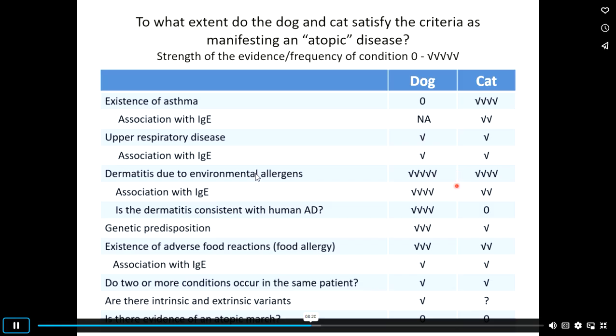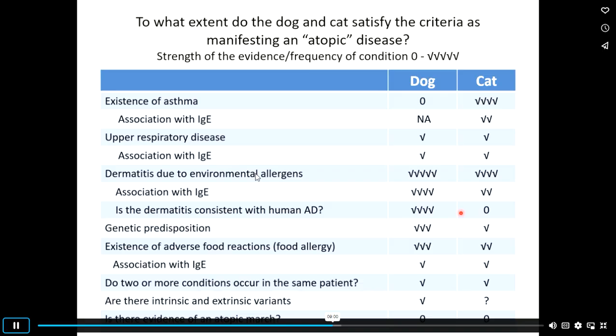If we look at association with IgE antibody, yes, in the dog, there's for many years been good evidence of the association of atopic dermatitis of the dog with IgE. And there is evidence emerging in the cat of association with IgE antibody, but it is not yet as strong. Is the dermatitis consistent with human atopic dermatitis? Absolutely in the dog. Absolutely not in the cat. It is neither clinically, nor histopathologically, nor immunologically suggestive of human atopic dermatitis.